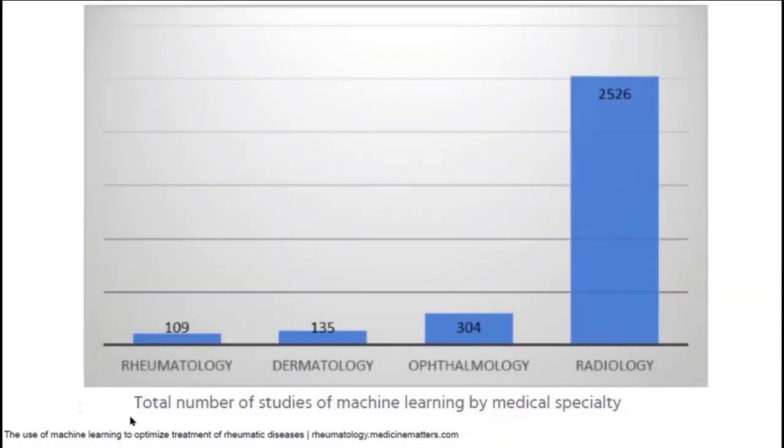This figure compares the number of machine learning studies in some medical fields. The number of studies in radiology is 2526. In ophthalmology is 304. In dermatology is 135. And in rheumatology is 109.